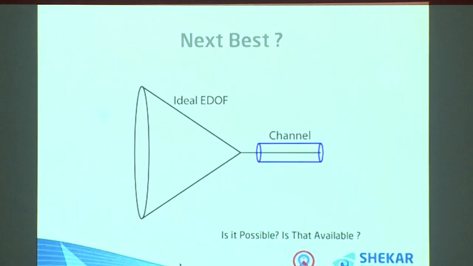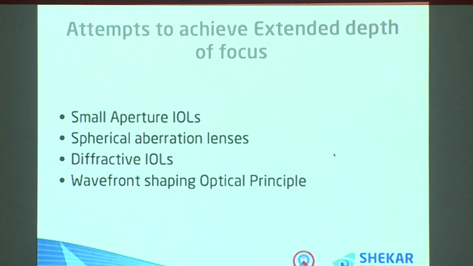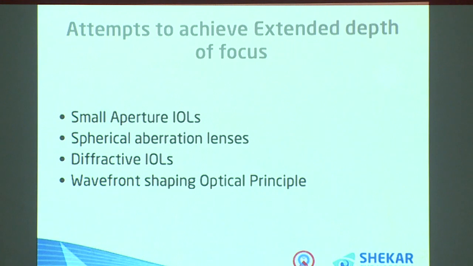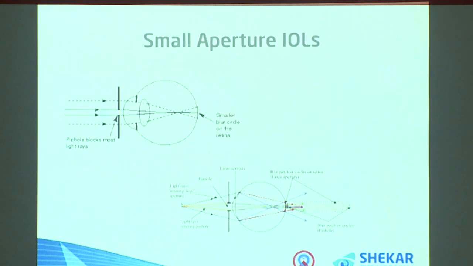Now this would be the ideal lens. It will give all the near, intermediate and distance into one focus, and after the light ray bends, it doesn't diverge away, it goes in this kind of a channel. That's difficult because light doesn't behave like that. Then what are the various attempts? One is small aperture IOL, spherical aberration IOL, diffraction IOLs, and wavefront shaping of the optical principle.